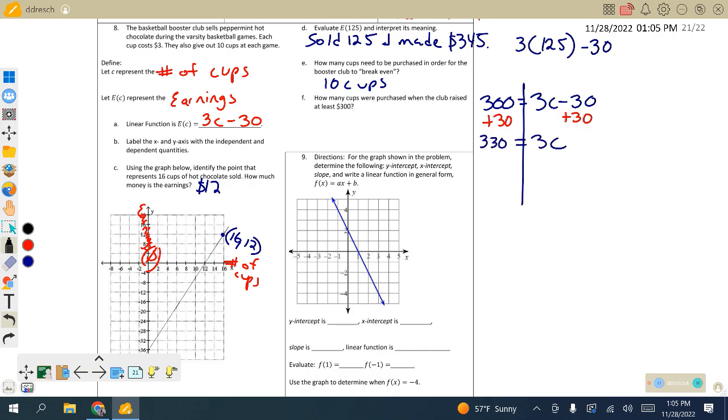And then, as we've been seeing, if you've been paying any sort of attention, we keep having multiplication. And the inverse of multiplication is division. Go to your calculator, 330 divided by 3. There we go. 110 cups of coffee. Peppermint hot chocolate, right? Makes a big difference there. I do like peppermint hot chocolate.